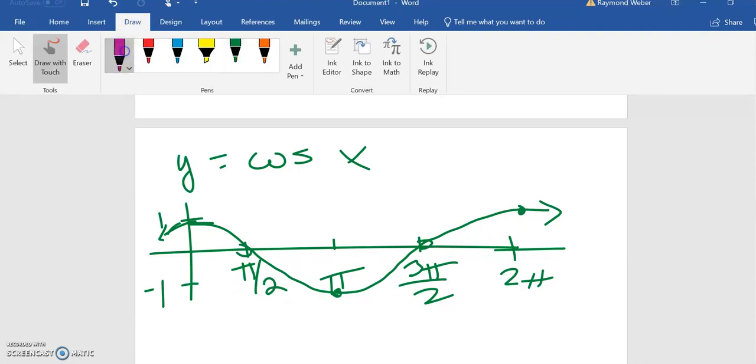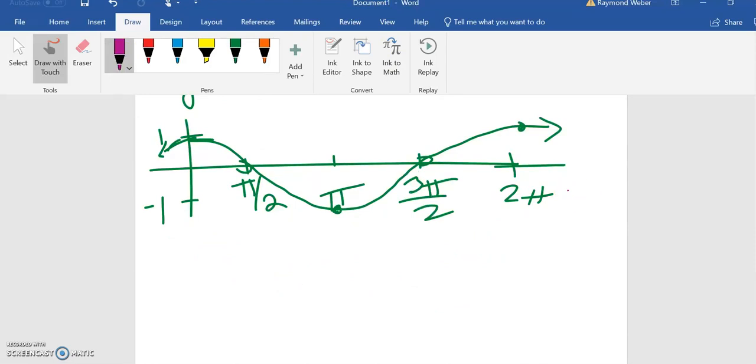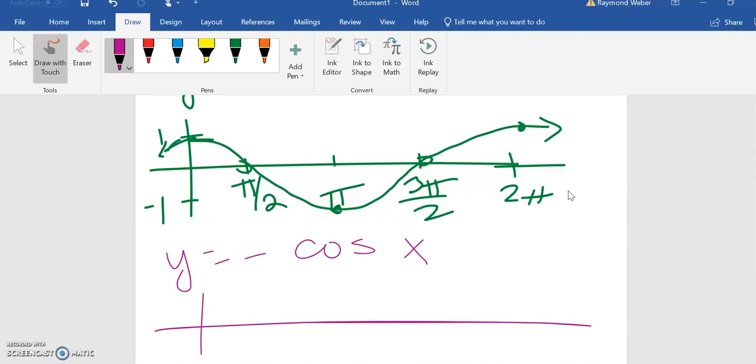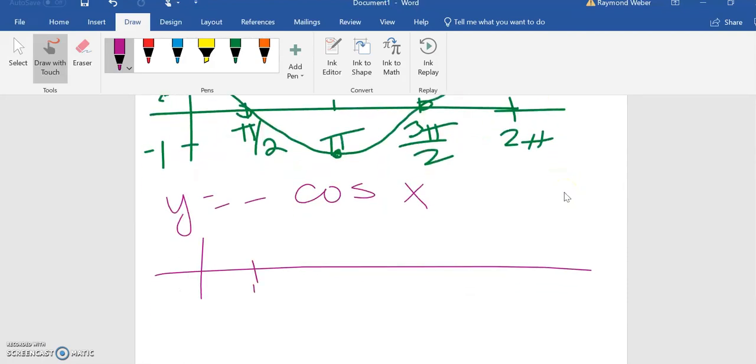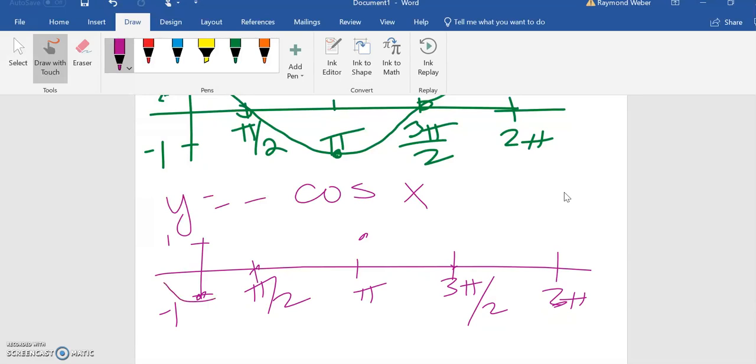Now, you could certainly make an XY chart and do it all that way, but we're going to go through the steps. The next thing I'm going to do is the reflection, because it's easiest for me to do it right now, so I'm just going to flip this upside down. And so I'm still at the same places, pi over 2, pi, 3 pi over 2, and 2 pi. And I'm still going from 1 to -1, but now I'm going this way. So now I look like that.